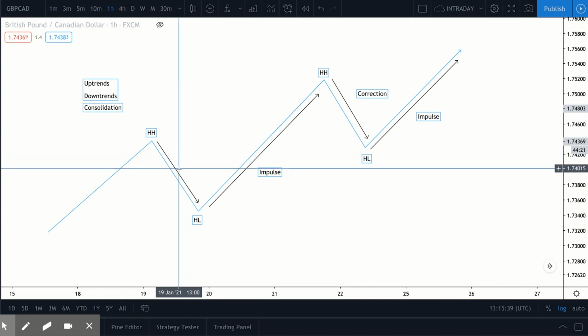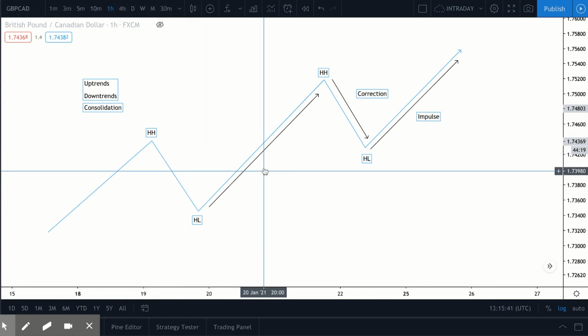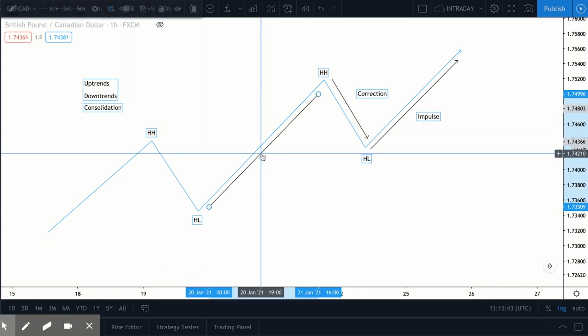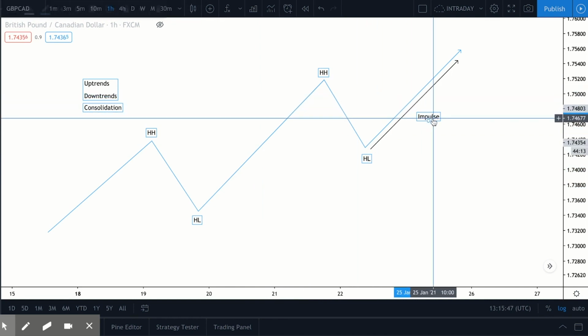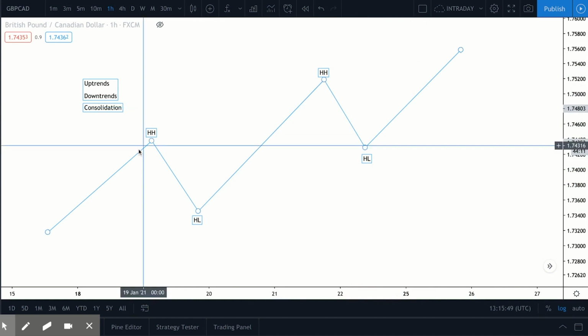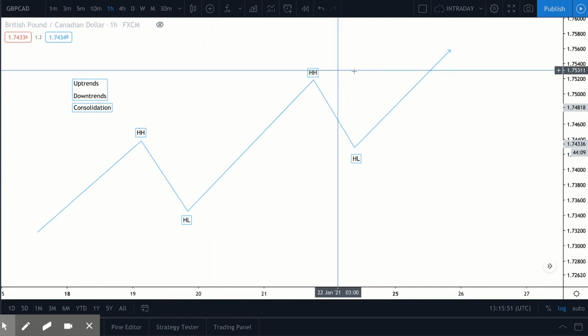So what I'm going to do is just remove these for now and show you why the highs and lows in a market are so important. Now, we spoke about the higher high and higher low formation, where we continually form up like this.